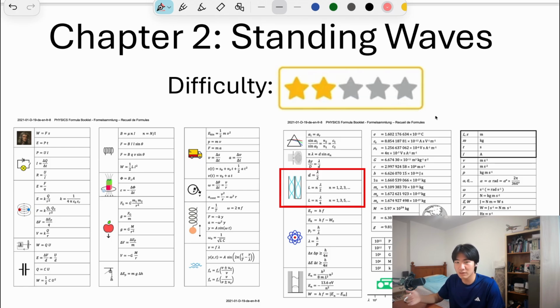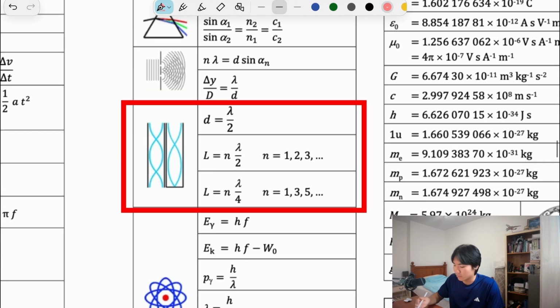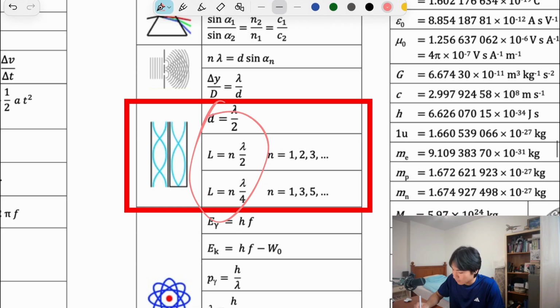So, second chapter is going to be standing waves, and this is a very simple chapter in my opinion. If you get this on the exam, this should be 3 points, right? And these are the equations that we're going to be studying.